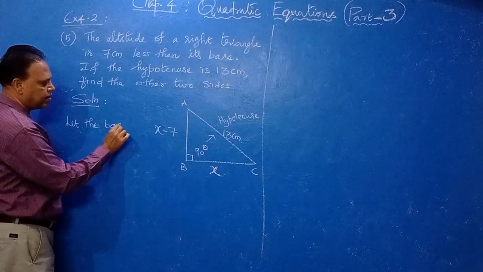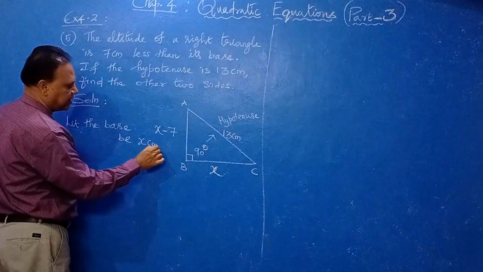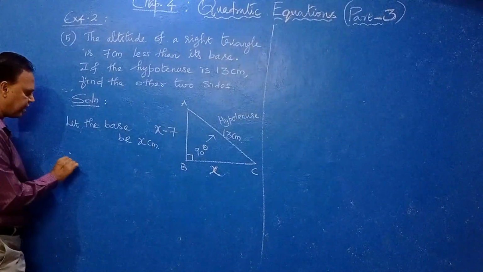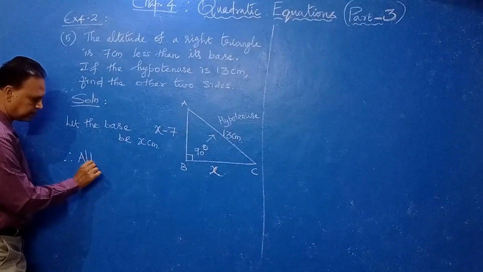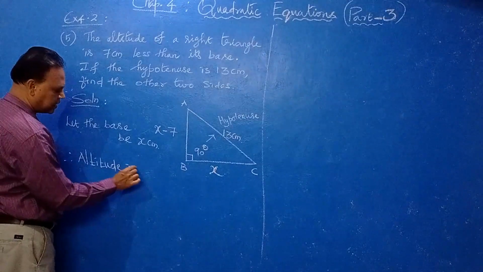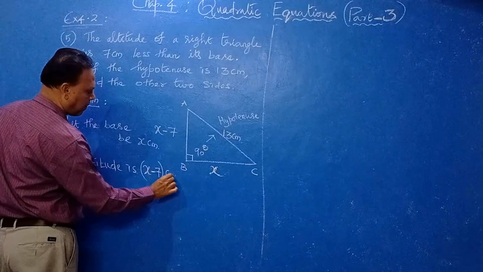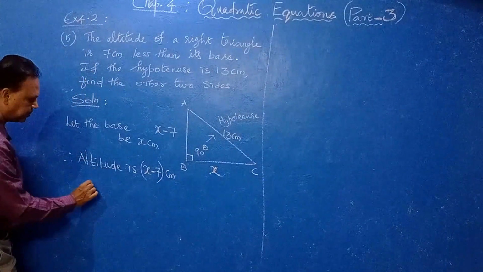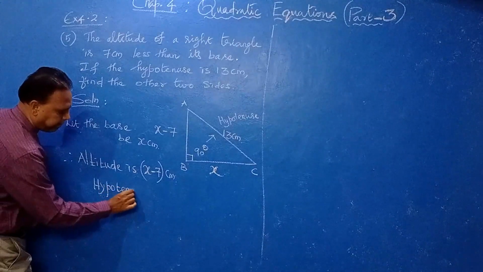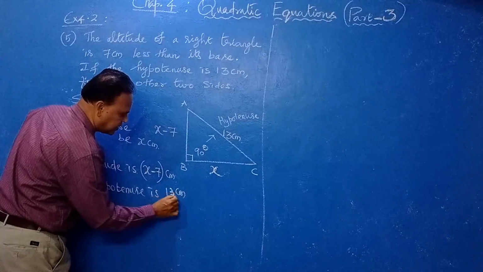the base be x centimeter. Base be x centimeter, you take. Therefore altitude, means perpendicular side. Okay, altitude is x minus 7 centimeter. And hypotenuse is 13 centimeter. It's given. 13 centimeter given.